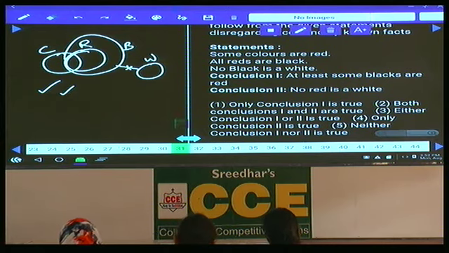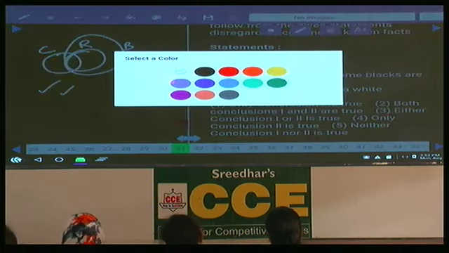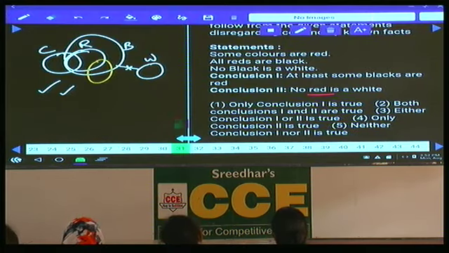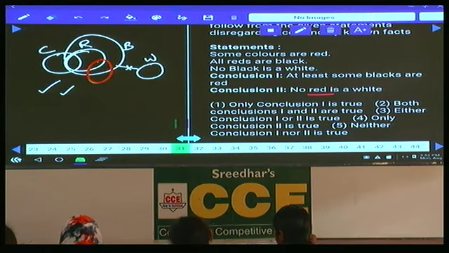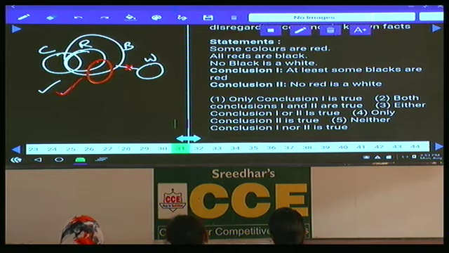Now to make the second conclusion false, because it is a negative conclusion, we need to prove its complementary. What is the complementary here? No red is white means we need to prove some of the reds are white. Is it possible to write like this, some reds are white? Not possible, because if you write some reds are white, the statement no black is white will become false. As the statement is invalid, an alternate diagram cannot be drawn. This will be true forever. Hence both the conclusions follow, both 1 and 2, choice 2.